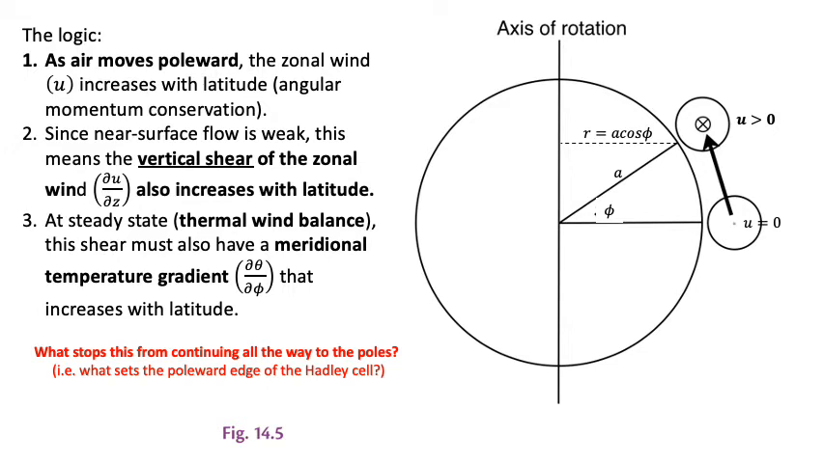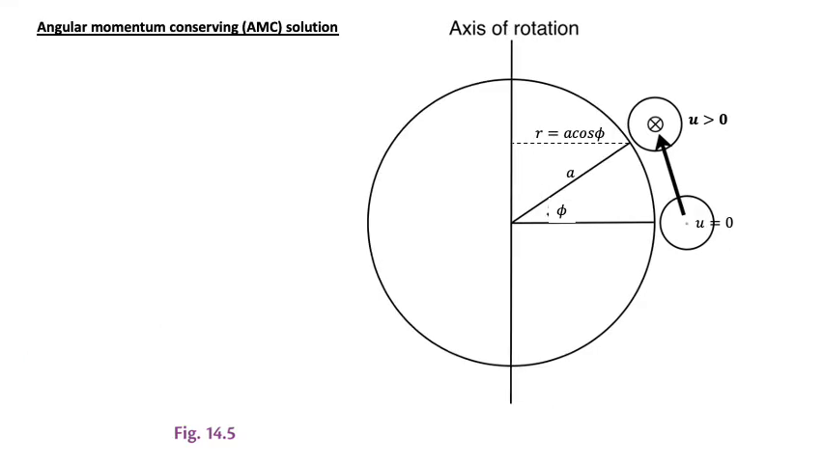So what stops this from continuing all the way to the poles? In other words, what sets the poleward edge of the Hadley cell? All right, so let's talk about what we call an angular momentum conserving solution. What that means is that whatever angular momentum you have at the equator is what you keep as you move poleward, again, aloft, think near the top of the troposphere, if you will.